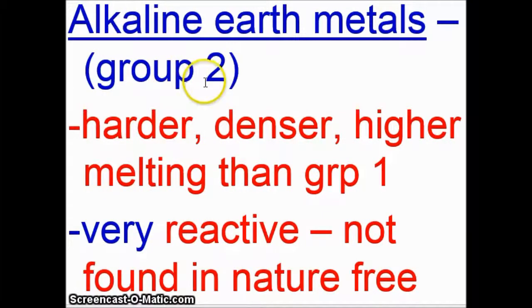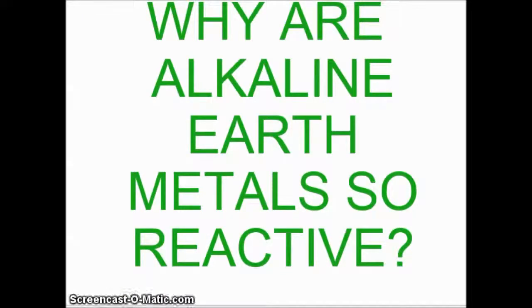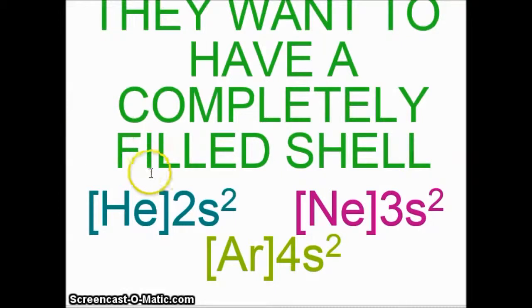This is group 2. These are a little harder, denser, and have a higher melting point than group 1, the alkali metals. They're also still very reactive and not found in nature free. They're usually in a compound of some sort. So why are the alkaline earth metals so reactive? Well, they also want to have a complete outer shell.